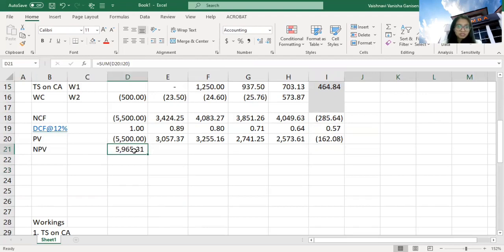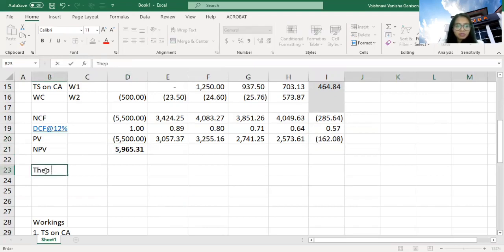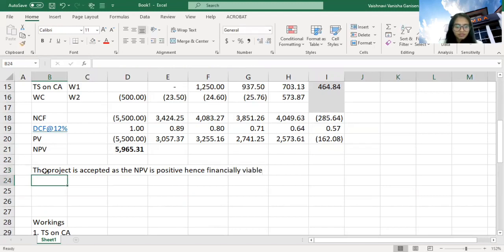So now here you can see that your NPV is a positive value. So because your NPV is positive, what you do is you need to comment. So the project is accepted as the NPV is positive, hence financially viable.